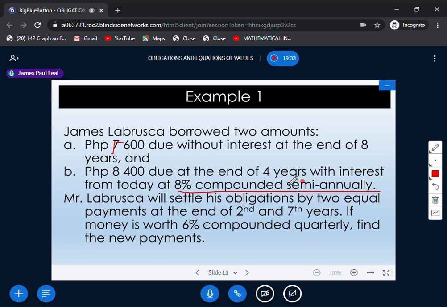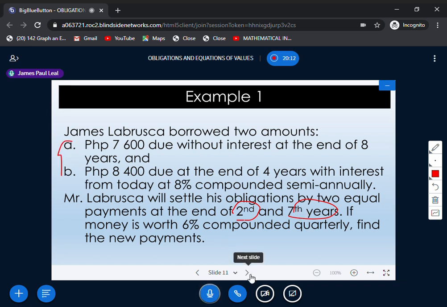We should say that this is a compound interest problem, right? Mr. James Labrusca will settle his obligations by two equal payments. We are assuming that the payment at the second year and the payment at the seventh year are equal. So if money is worth 6% compounded quarterly, we are pertaining to quarterly as the frequency of conversion, what would be the new payments? What payment will he pay in the second year and seventh year? They should be the same, given these two conditions.